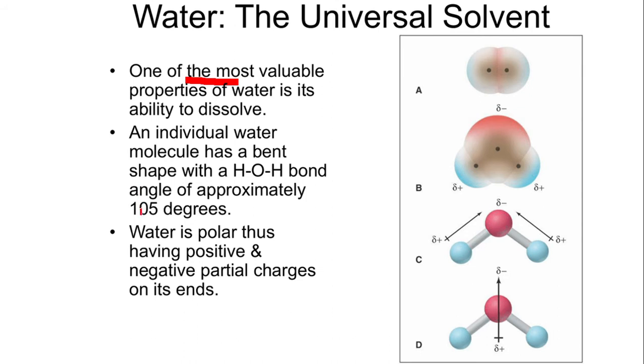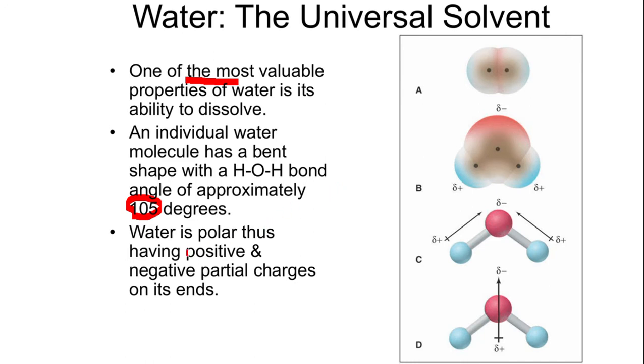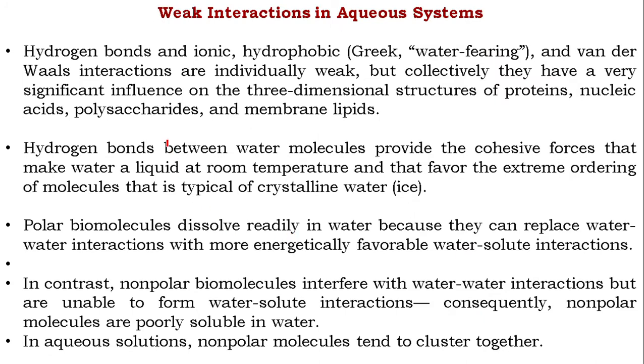And what about the degree of bending? Is it really 105? Let us see. Here the angle is given. It is really a 105-degree angle. And water is polar, thus having partial negative and positive regions. So water is a universal solvent.